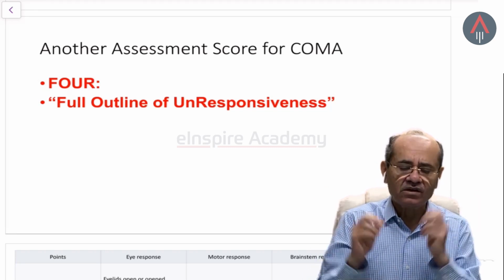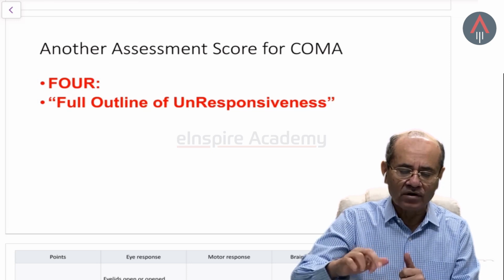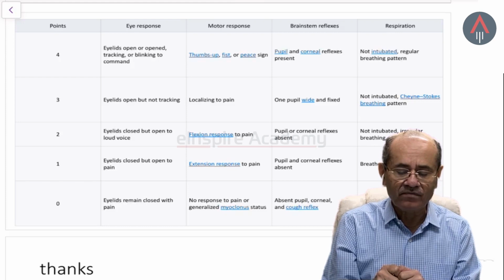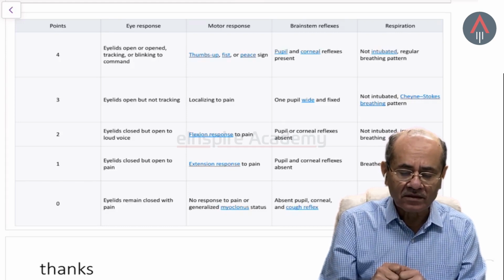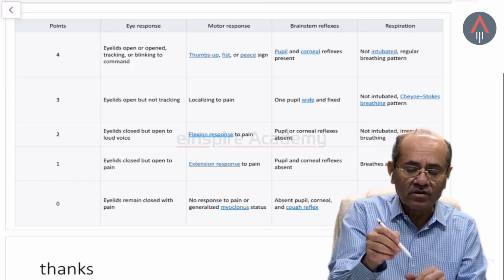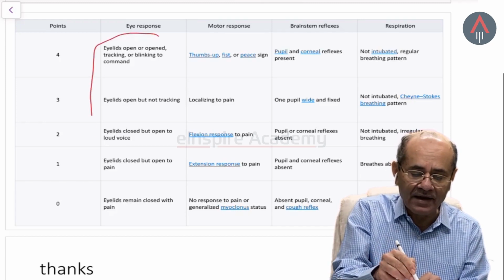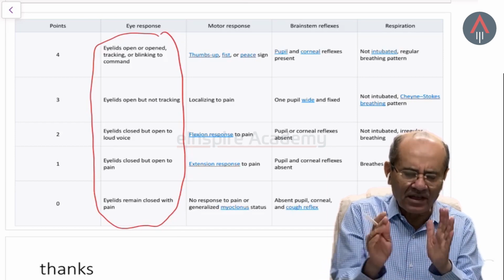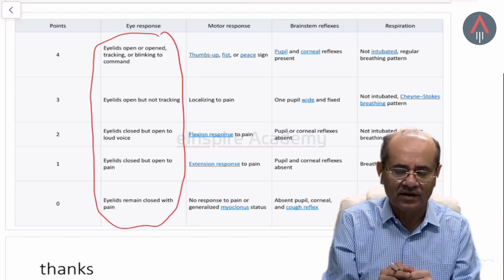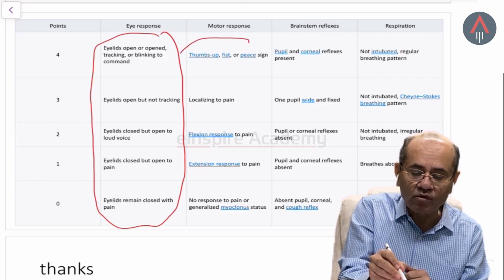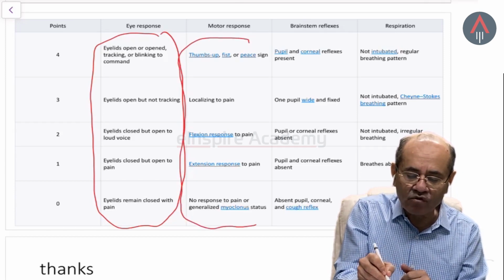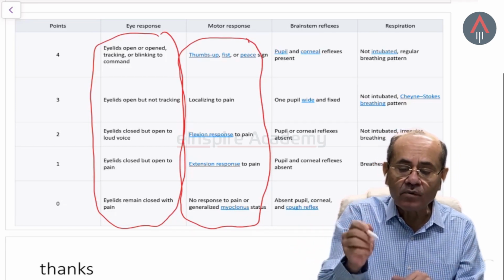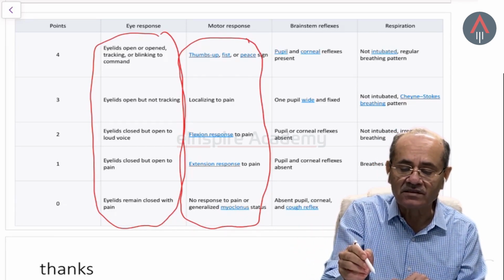So what is the FOUR score? Full Outline of UnResponsiveness. This is a busy slide, and I will say that in this, the first column, that is eye response, is more or less the same as the Glasgow Coma scale. There are some differences, but I'm not talking about those differences. The motor response is more or less the same as the Glasgow Coma scale. There are some differences, but I'm not talking about that.